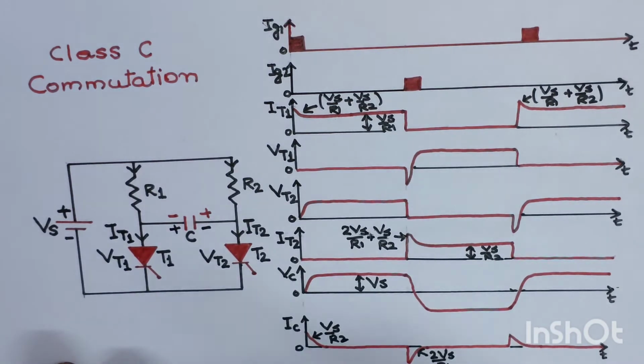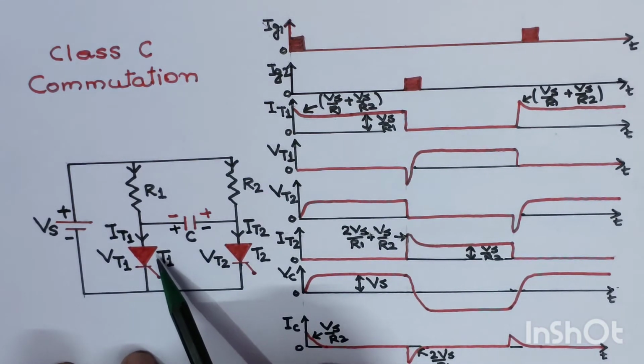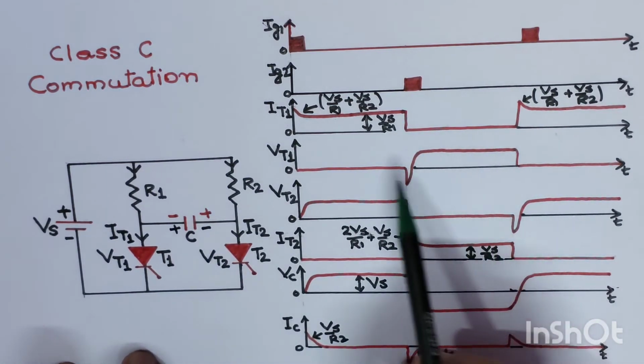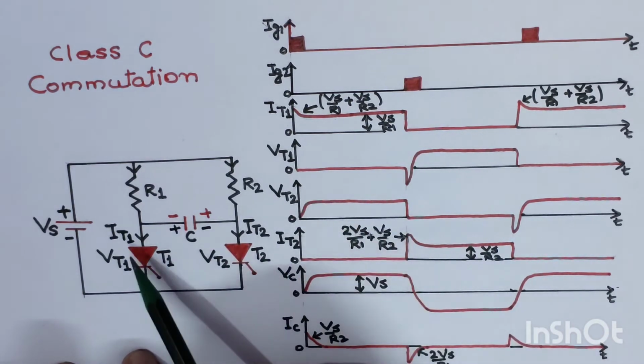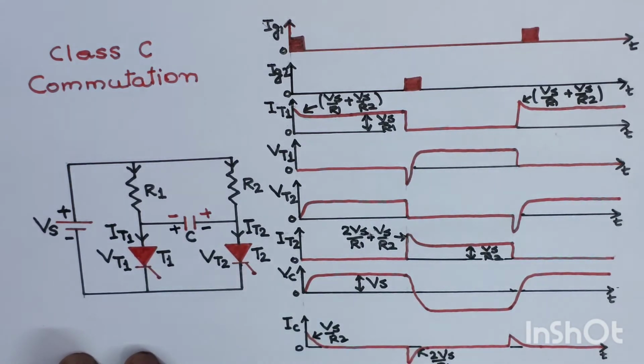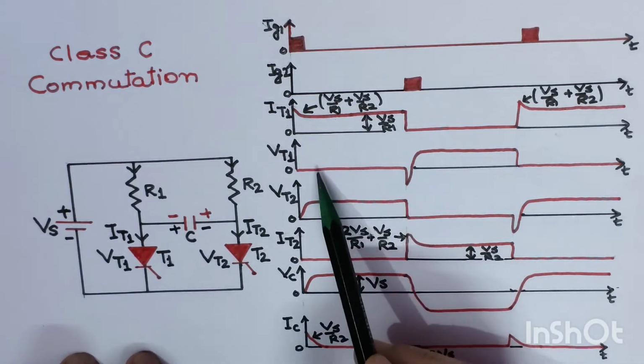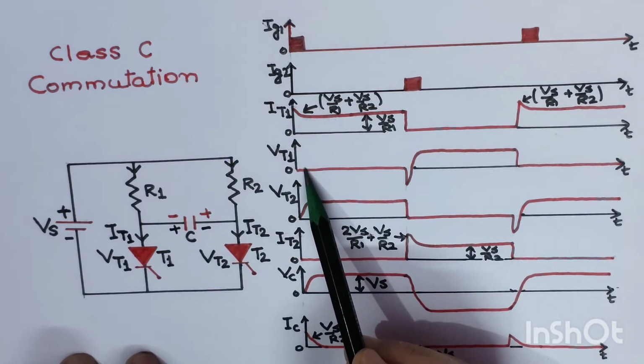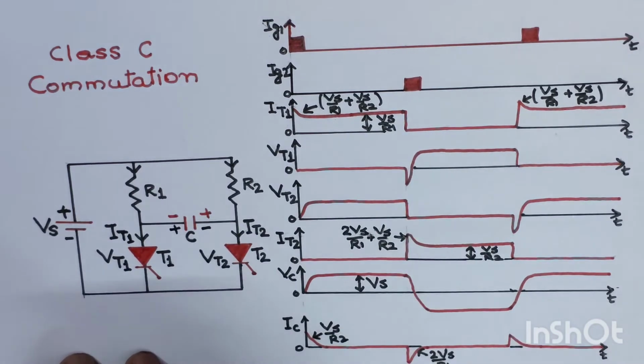So what we say is that IT1 is flowing across the thyristor T1. Now let us see, when the thyristor T1 is conducting, as we know that any device or any thyristor, if it is conducting, the voltage drop across this device will be 0. That's why it has been shown here: the voltage drop across the thyristor T1 is 0.